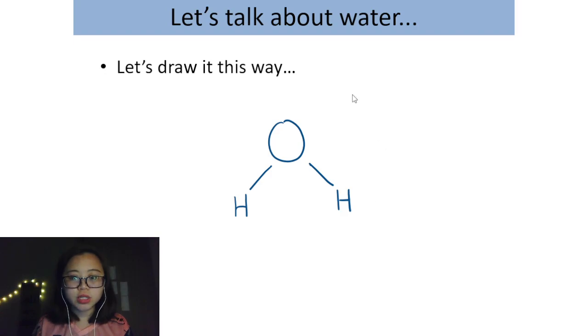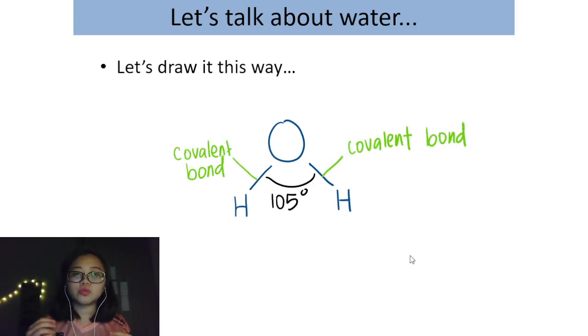So we start by drawing the oxygen, the two hydrogens, and we connect them with a covalent bond. Okay? We draw the oxygen, the hydrogens, and then connect them with a covalent bond. The covalent bond is not straight, it's not a straight line. It is at an angle of 105 degrees. So go ahead and label your 105 degrees. And then you need to be able to label the covalent bonds. So this one between oxygen and hydrogen is a covalent bond.